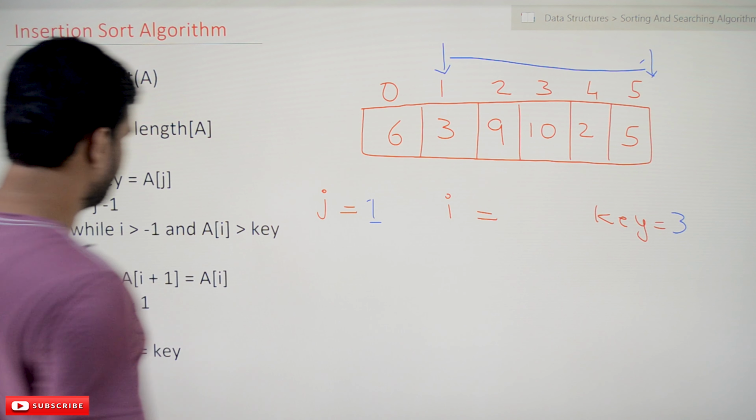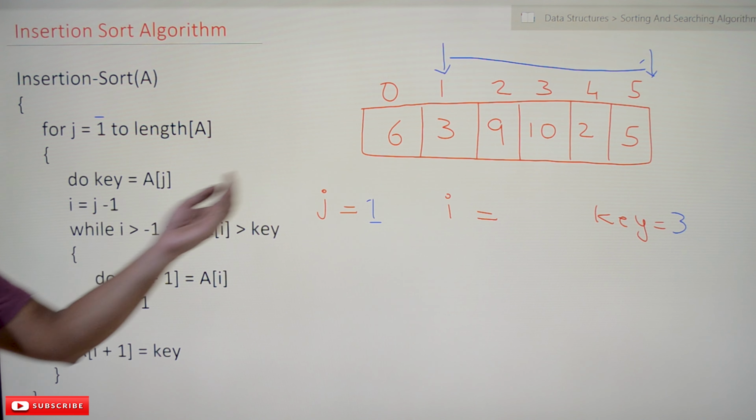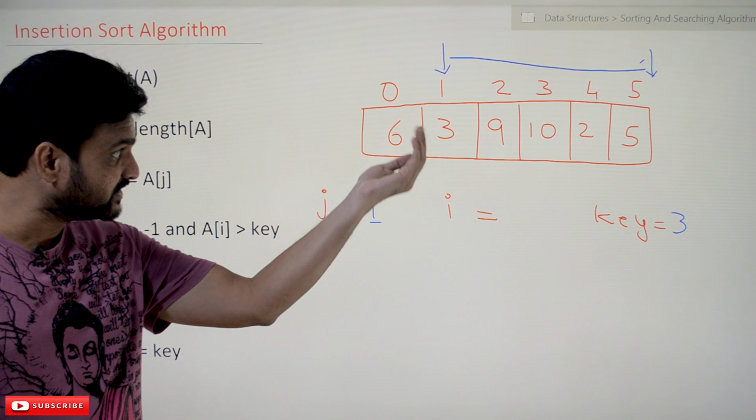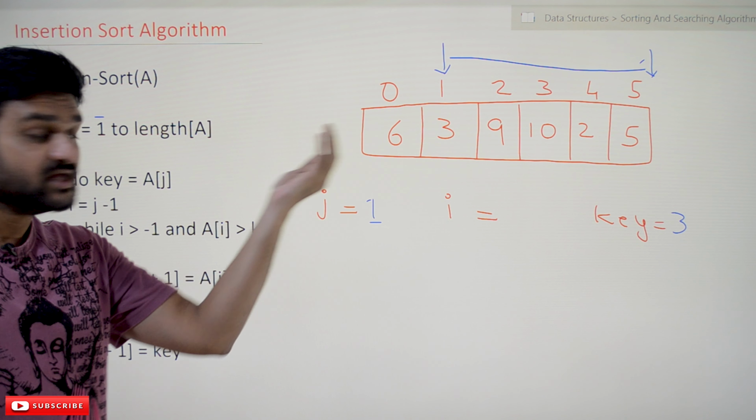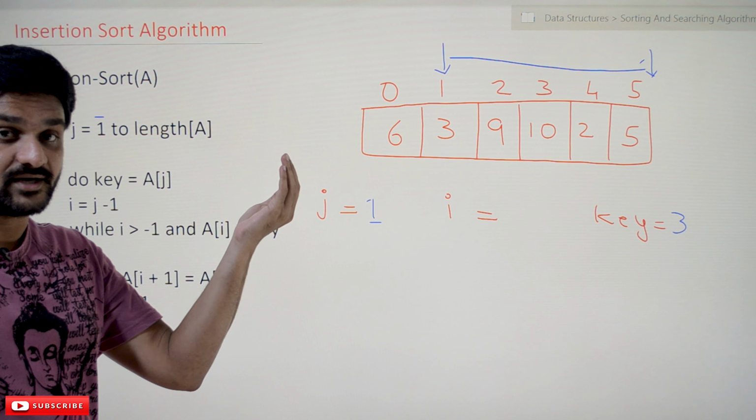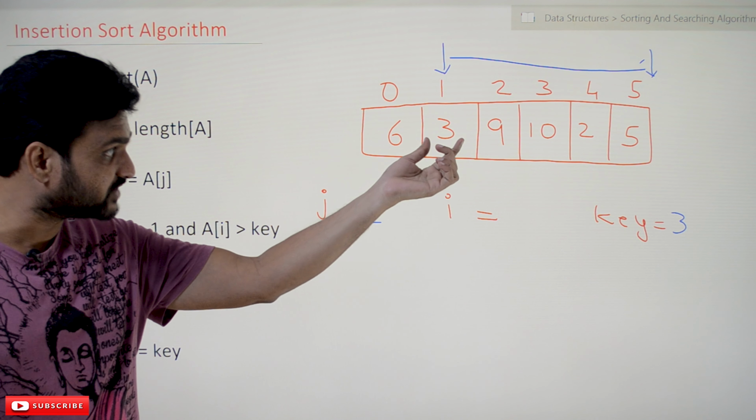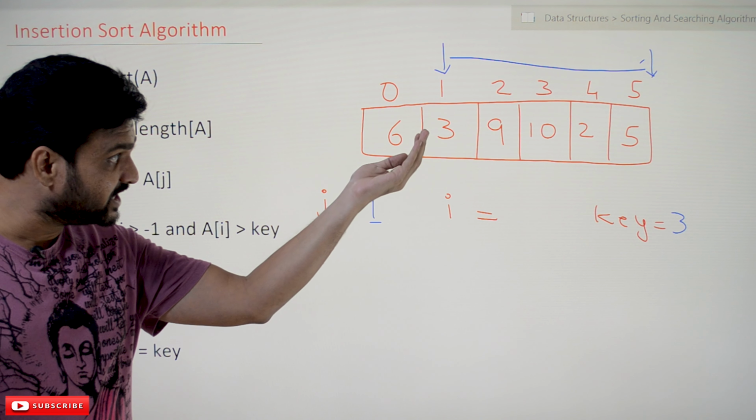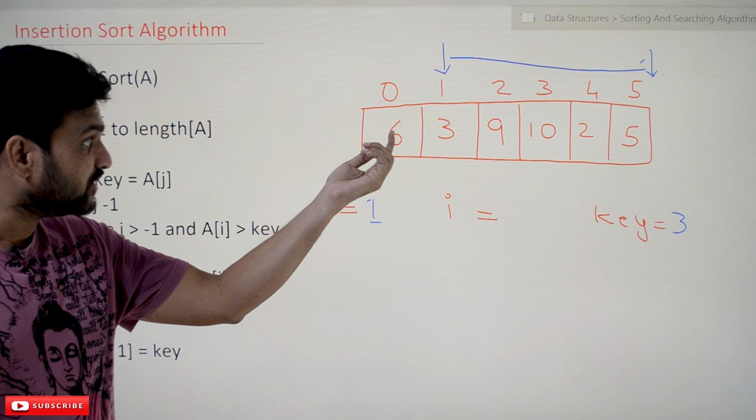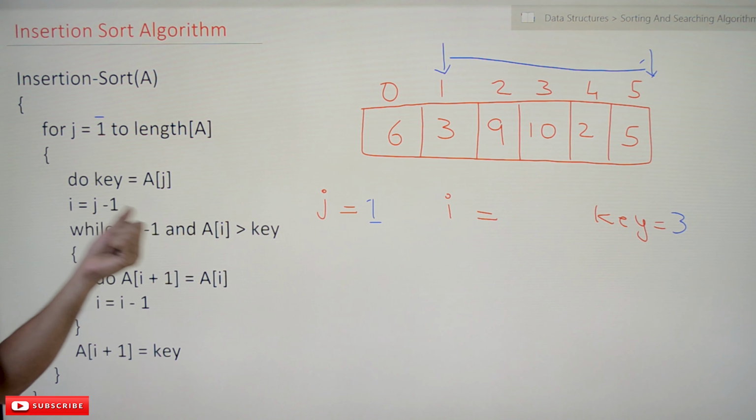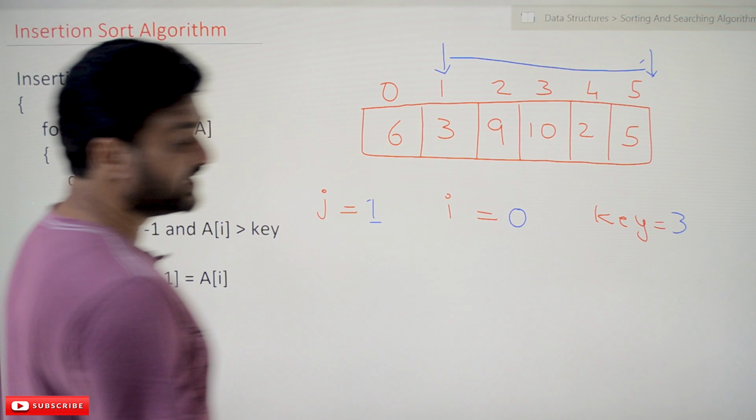And now what is the value of i? The value of i is j minus 1. As the value of j is 1, from here the elements need to be compared. See here, this is where we have started, and these are the elements to be compared. So we are going to start from i is equal to j minus 1, which means the 0th element.